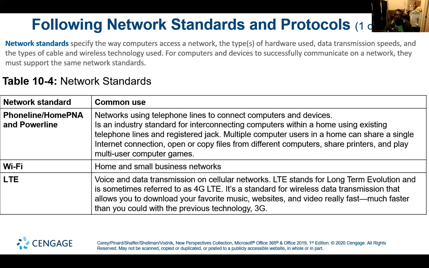Wi-Fi is set up for home and small business networks. LTE is voice and data transmitted on cellular networks. LTE stands for long-term evolution, and it is sometimes referred to as 4G Lite. It is a standard for wireless data transmission that allows you to download your favorite music, websites, and video really fast, much faster than you could with the previous technology or 3G.